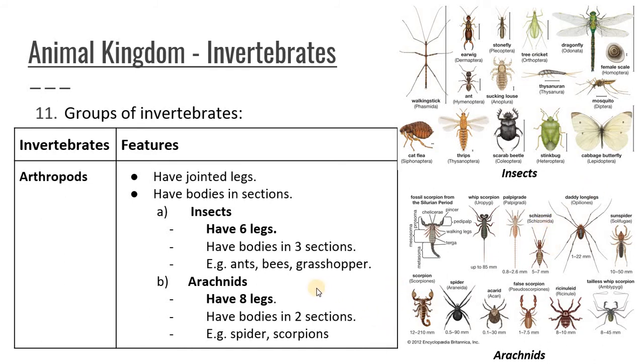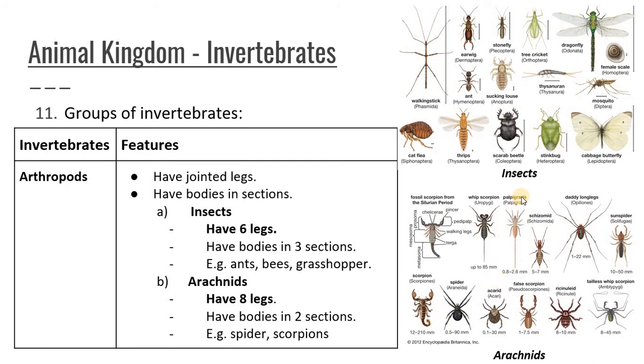Let's look at arachnids. So examples of arachnids will be a spider and scorpions. The difference is arachnids, they have 8 legs. So let's look at the spider here. Let's count 1, 2, 3, 4, 5, 6, 7, 8. So the spider has 8 legs, and they also have bodies in 2 sections. Right. So the first section is the head here, and the second section, the body.